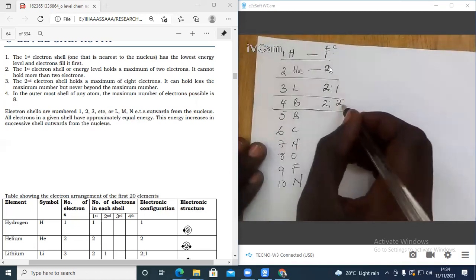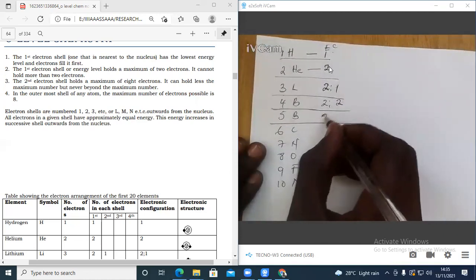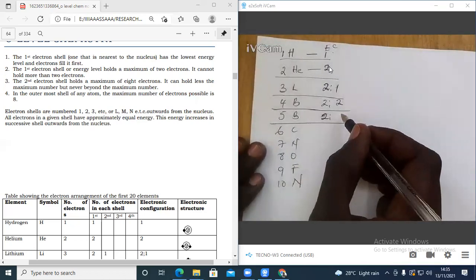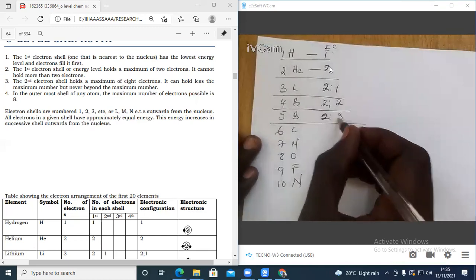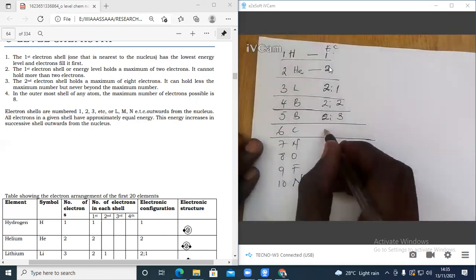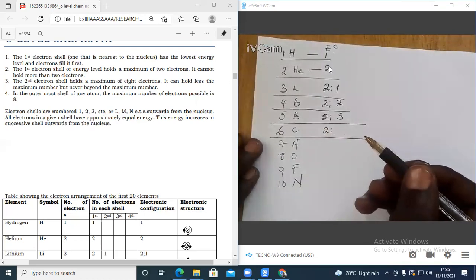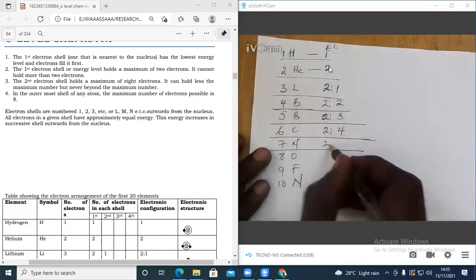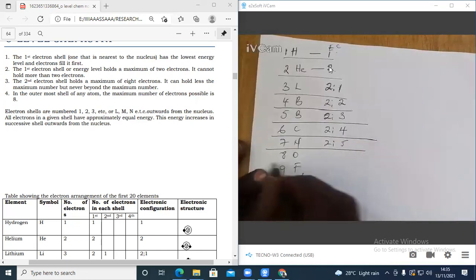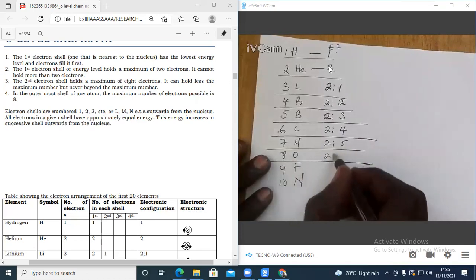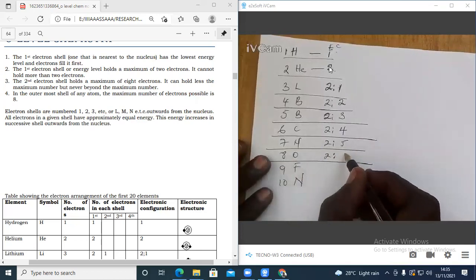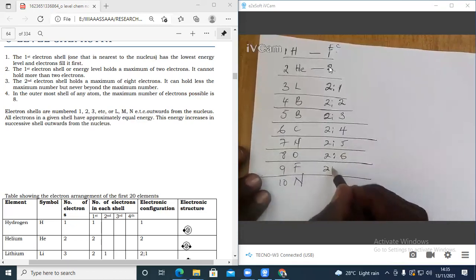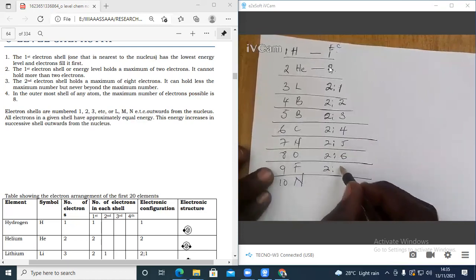If this one is 4, it is 2 to 2. If this is 5, what is the electronic configuration? 2 to 3. If something is 6, the electronic configuration is 2 to 4. If something has 7, it is 2 to 5. Oxygen is 8, which is 2 to 6. Fluorine is 9, which is 2 to 7.